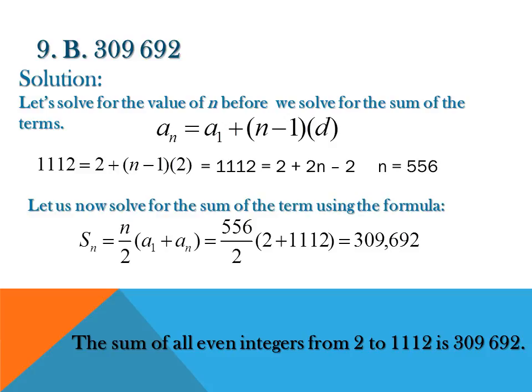Let us now solve for the sum of the terms using the formula s sub n is equal to n over 2 times a sub 1 plus a sub n. Solving for s of 556, the sum of all integers from 2 to 1112 is 309,692.